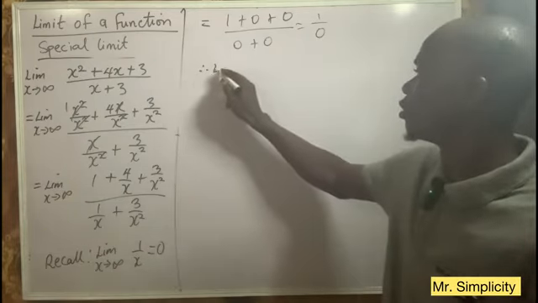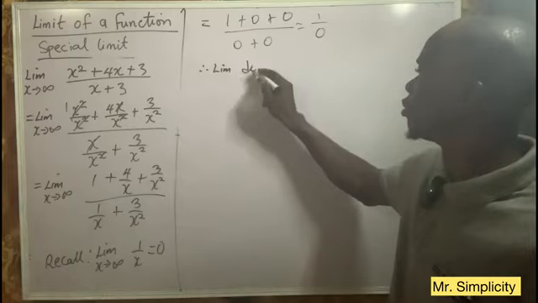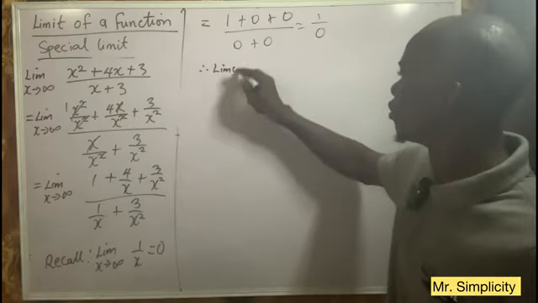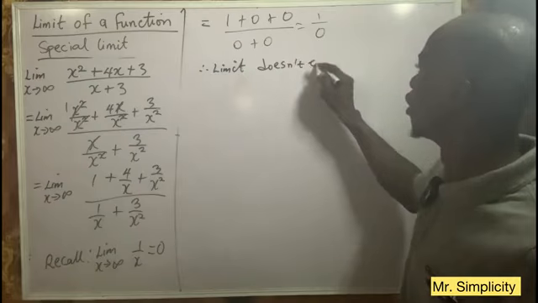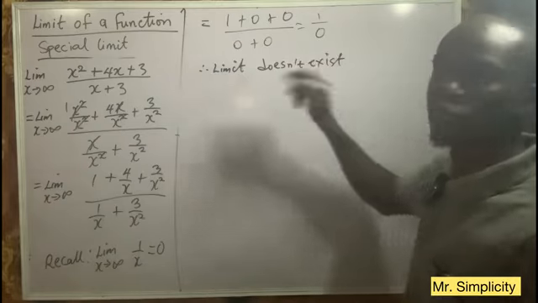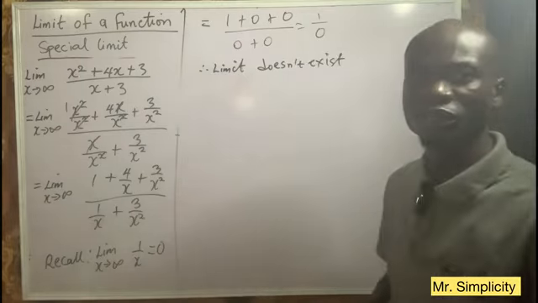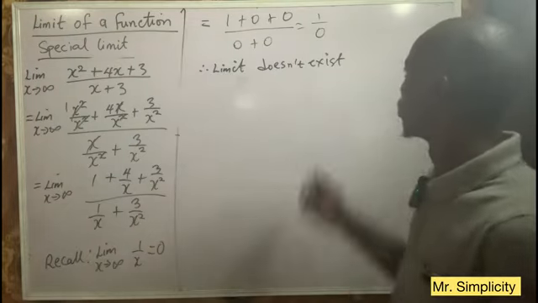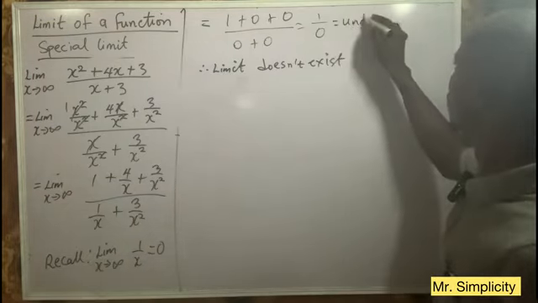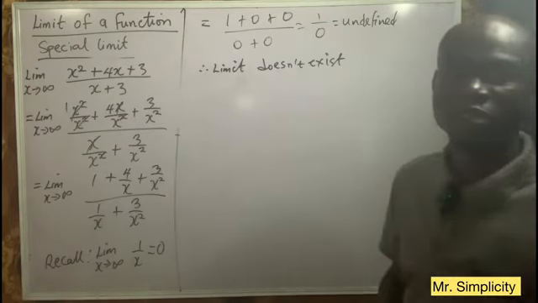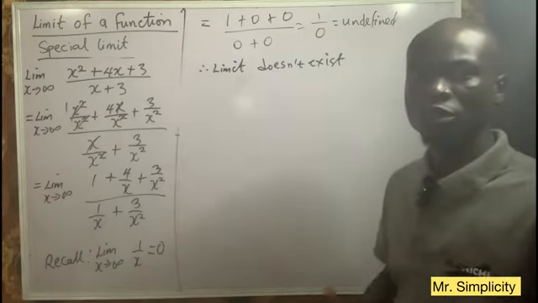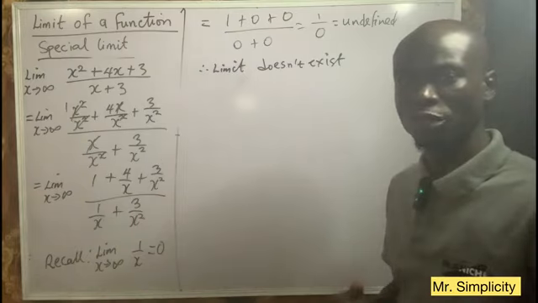So limit doesn't exist. So this particular limit does not exist since it doesn't have a value. Okay, it's undefined. We talked about it earlier in this course. When the denominator is 0 for a limit problem, it is undefined.